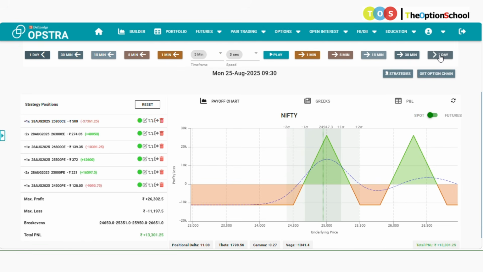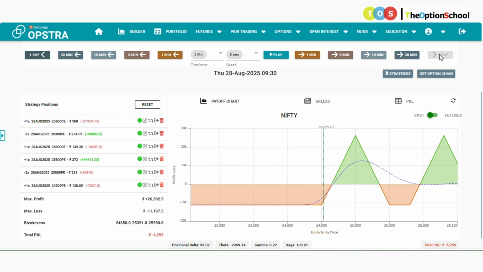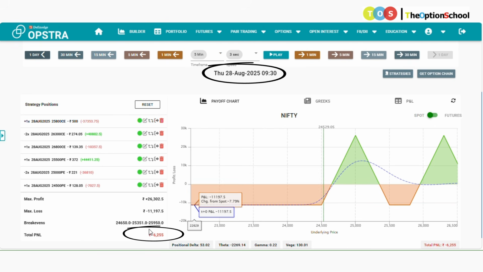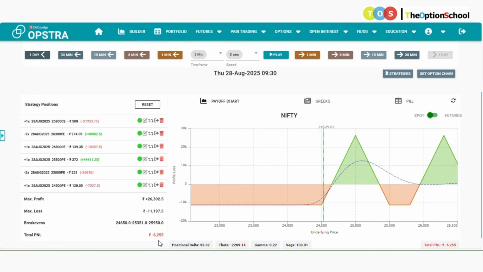So here the trade should be closed, but let us say I do not close the trade, what will happen to it? We should be aware that expiries can be really volatile and dangerous for these kinds of trades. Next day, it's still giving some profit, but the profit is reduced. Next day, this is 28th August, which is the expiry day. See what has happened. The trade which was at 13,000-14,000 profit is now at a 6,000 rupee loss. So definitely it makes sense to close these trades whenever we are getting a desired profit.